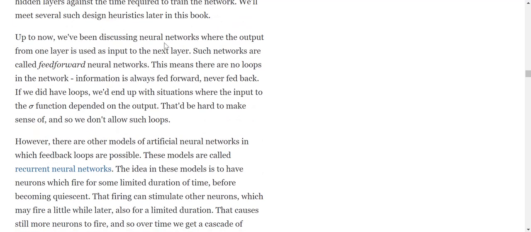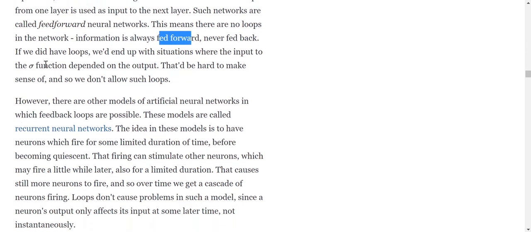Up to now we've been discussing neural networks where the output from one layer is used as input to the next layer. Such networks are called feed-forward neural networks. So you're essentially feeding forward the data. This means there are no loops in the network. Information is always going ahead and never coming back. If we did have loops, we'd end up in a situation where the input of the sigmoid function depends on the output. That would be hard to make sense of, and so we don't allow such loops.